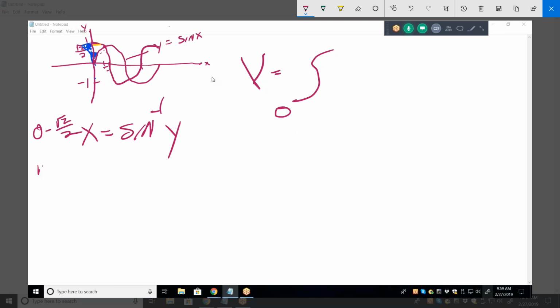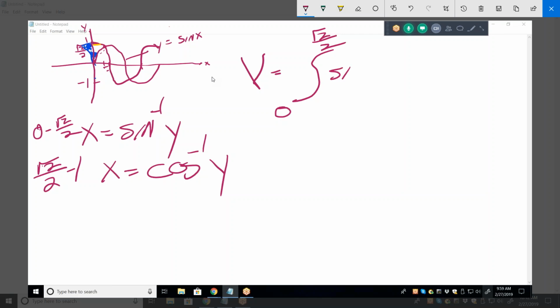But from root 2 over 2 to 1, x is the inverse cosine of y. So do we split up the integral into two separate integrals? Yeah. And integrate from 0 to root 2 over 2. And with the pi out front of the volume, you only multiply it by one of the integrals or both?